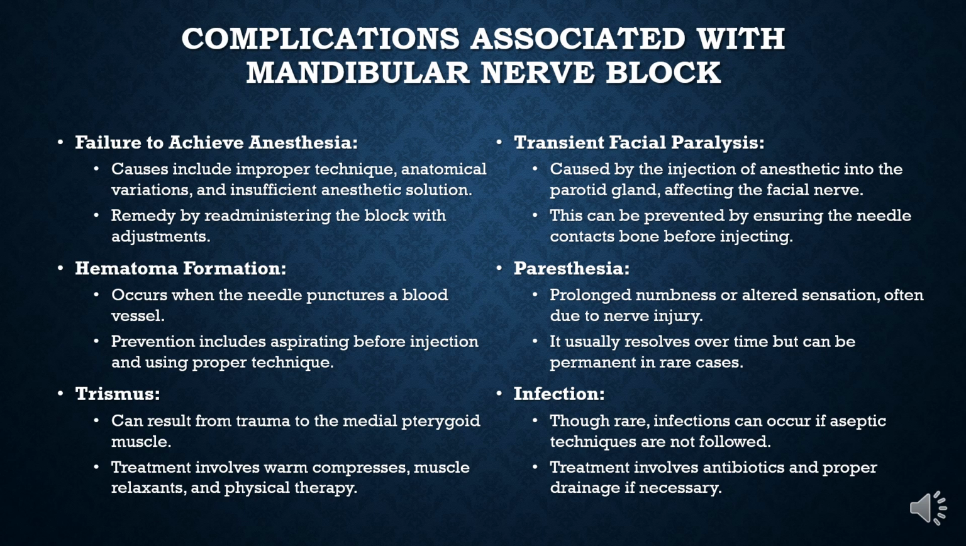Fourth one is transient facial paralysis. It is caused by the injection of anesthetic into the parotid gland, affecting the facial nerve. This can be prevented by ensuring the needle contacts bone before injecting. Fifth one is paresthesia. Prolonged numbness or altered sensation, often due to nerve injury. It usually resolves over time but can be permanent in rare cases.